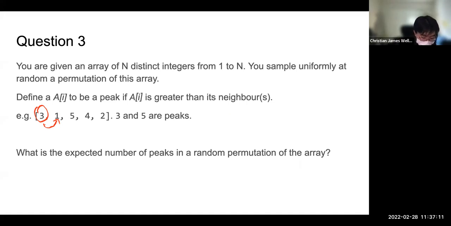This guy is a peak, right? Then 5. What's 5? 5 is a peak because it's greater than 1 and greater than 4. Okay, wait, let me redraw that. 5 is a peak because of these two inequality signs: 5 is greater than 1 and 5 is greater than 4. So what is the expected number of peaks in the random permutation of the array?